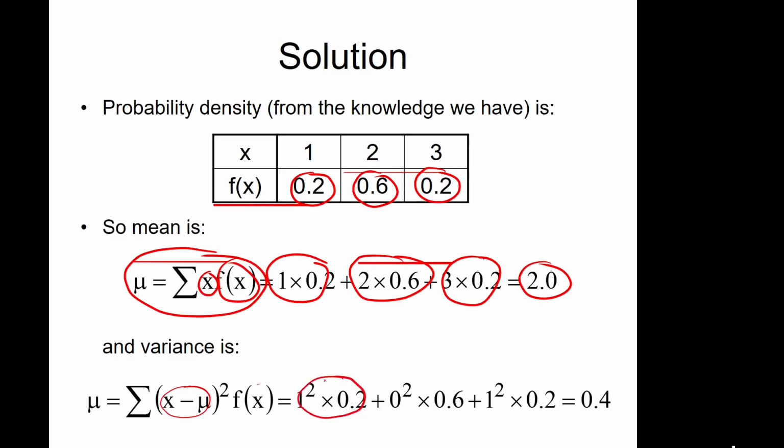Similarly, for the variance, we have 1 minus 2 all squared times the probability, so that is 1 minus 2 squared times 0.2. 2 minus 2 all squared times 0.6, which is this term, and then 3 minus 2 all squared times 0.2, which is this. So we get a variance of 0.4, or a standard deviation of the square root of 0.4.